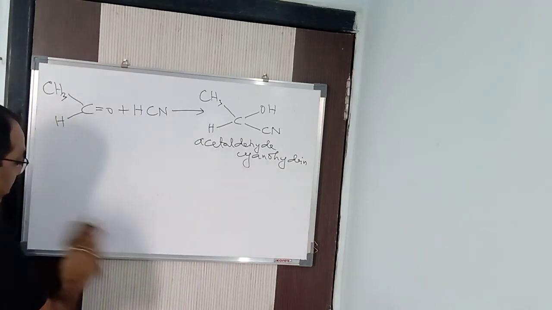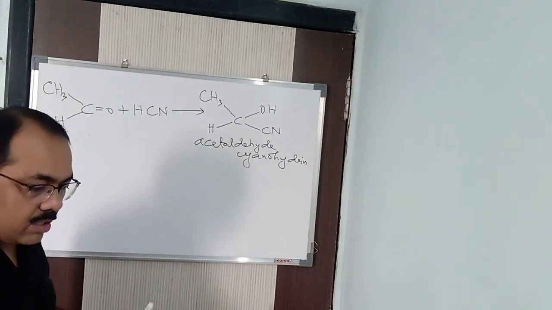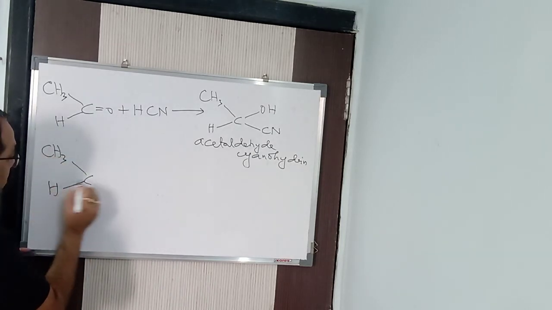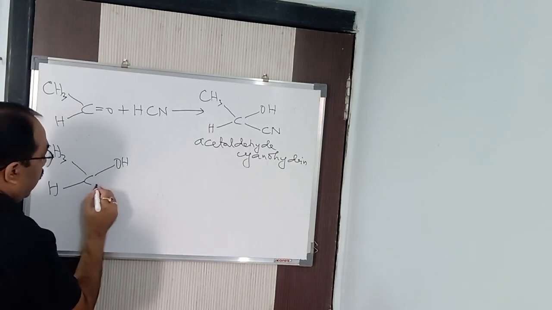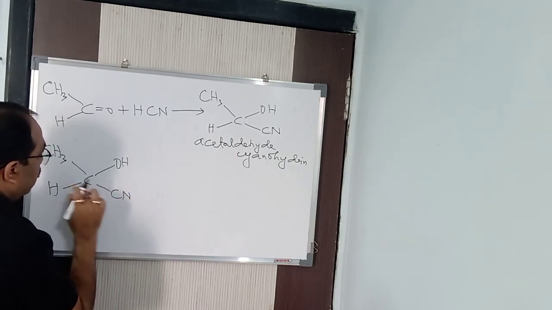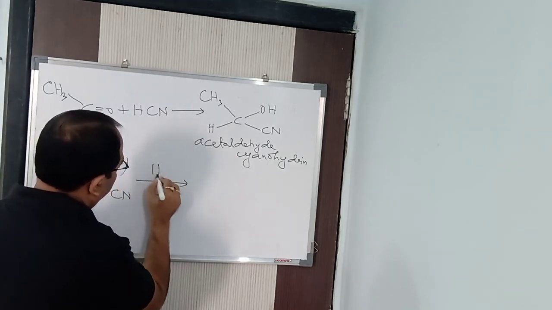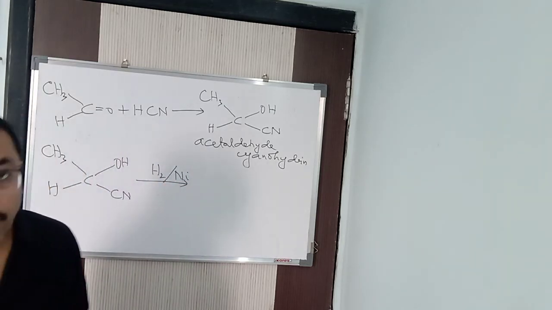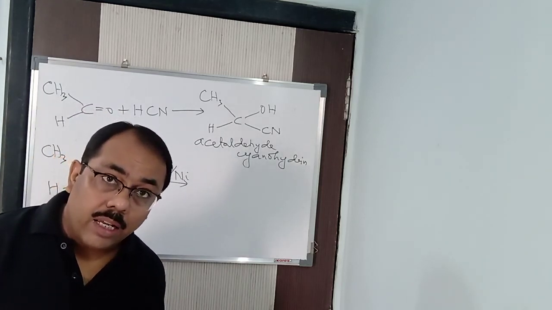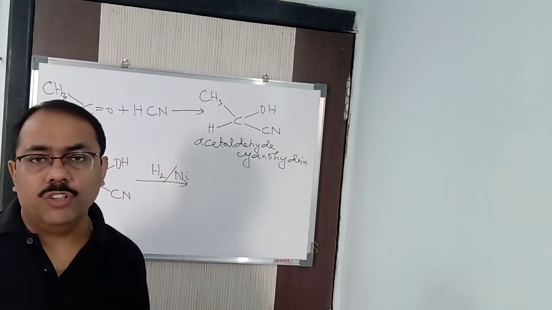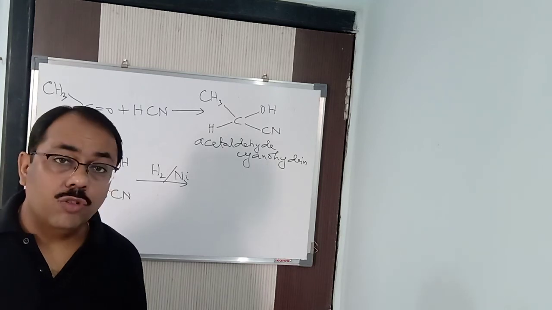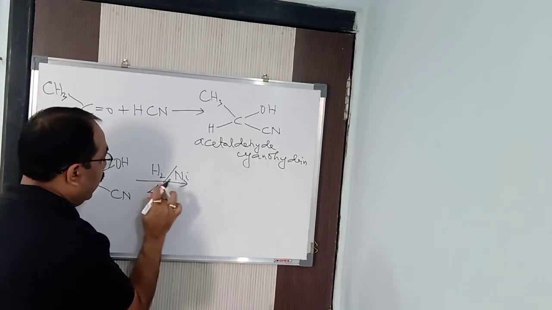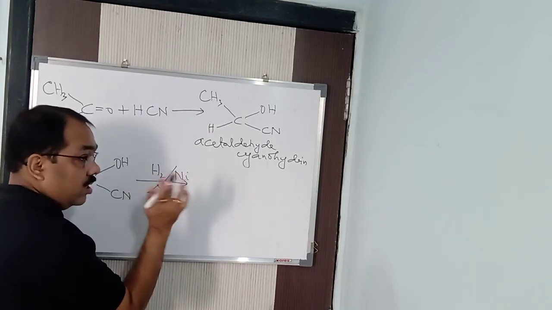that is acetaldehyde cyanohydrin. Here one more reaction is left: CH3, then CH, it is OH and CN. Got it? It undergoes reduction with H2/Ni and heat. Or you can also take LiAlH4, a reducing agent, which will give you nascent hydrogen. Either you can take H2/Ni and heat it, because this is a stronger reducing agent, mind it.